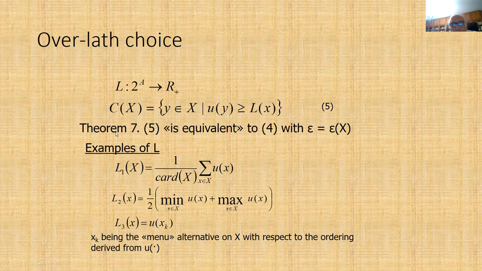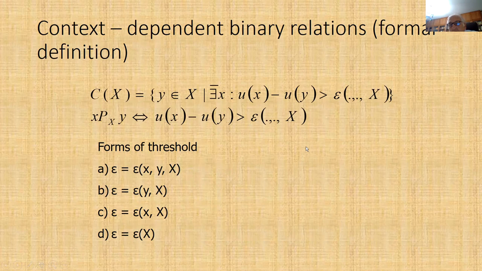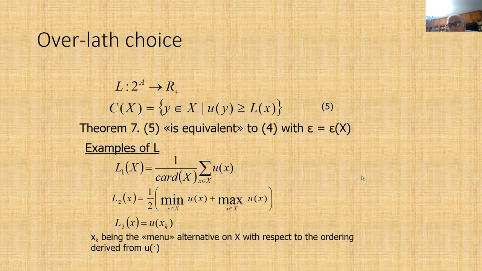But then I proved the following theorem. This very representation, this satisficing choice, is equivalent to our representation with epsilon being dependent on X capital. Okay? And now we will come a bit later to the application of this very idea. It turned out it is very, very efficient idea in some problems.